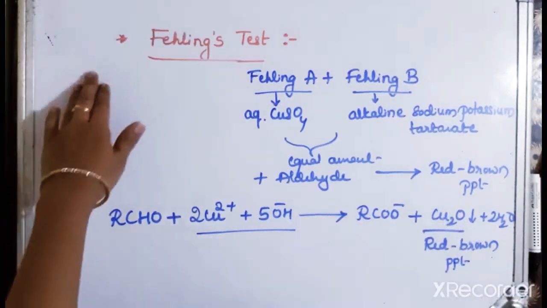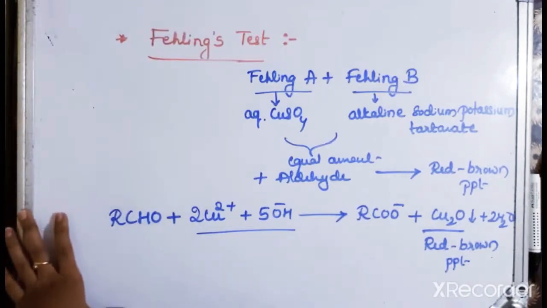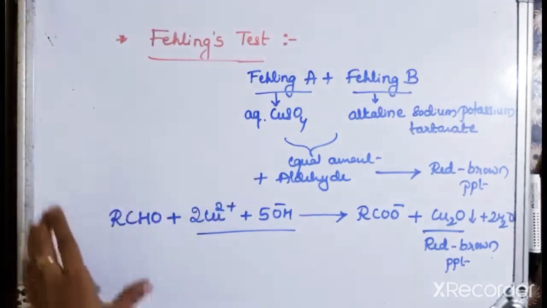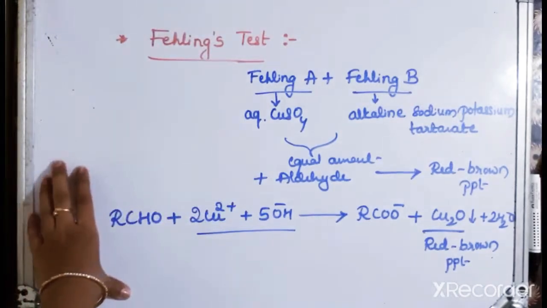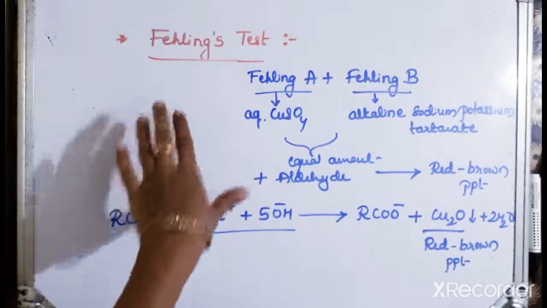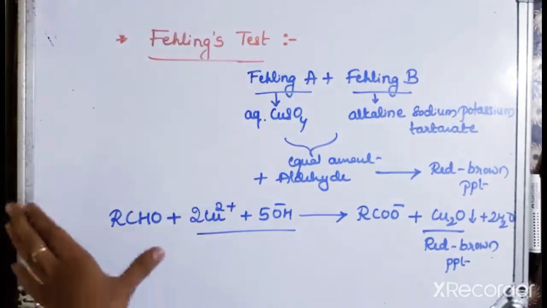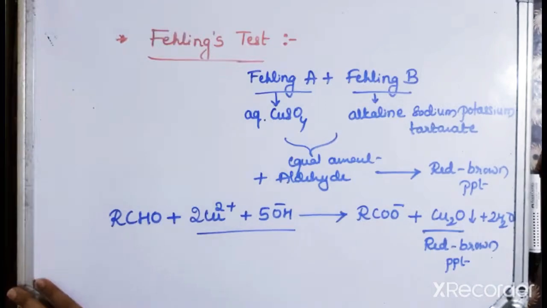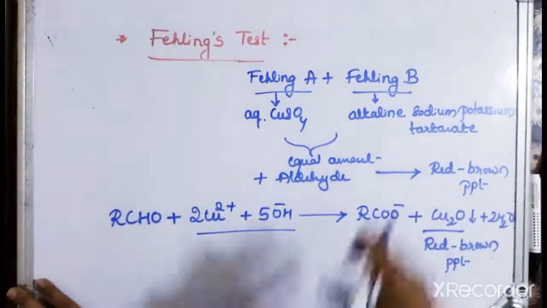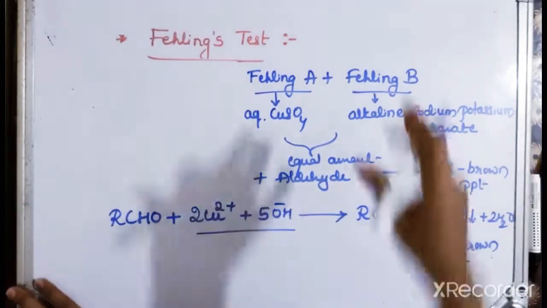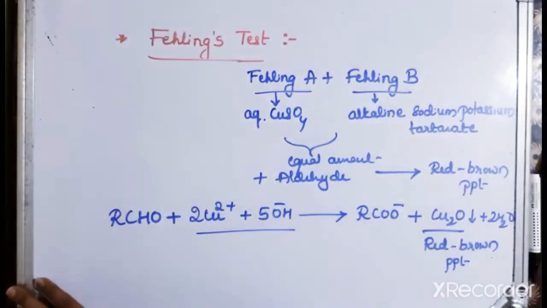So this is only shown by the aldehydes, not by the ketones. So Tollens test and Fehling's test are the two distinguishing tests for aldehydes, which distinguish them from ketones. Okay, only aldehydes are giving these tests, as these two are mild oxidizing agents. Only aldehydes undergo oxidation to form carboxylate ions. So these two are very, very important for your practical examinations. In viva, they'll ask these questions.